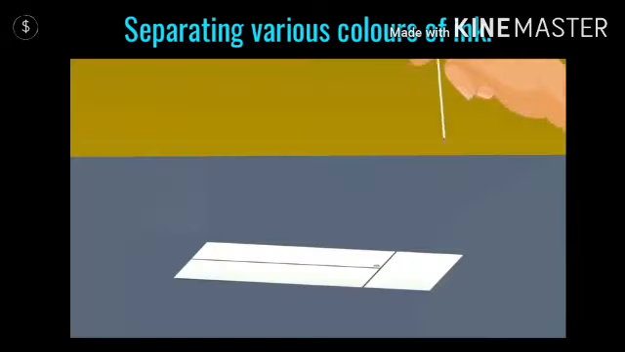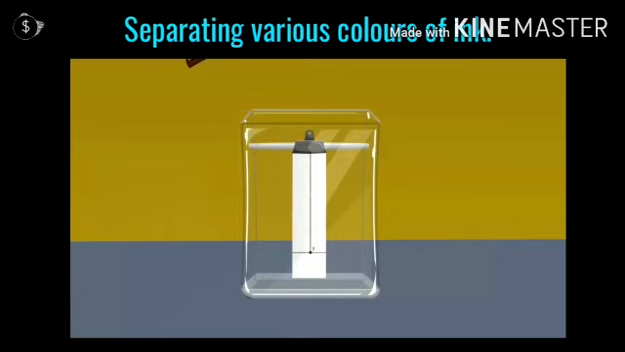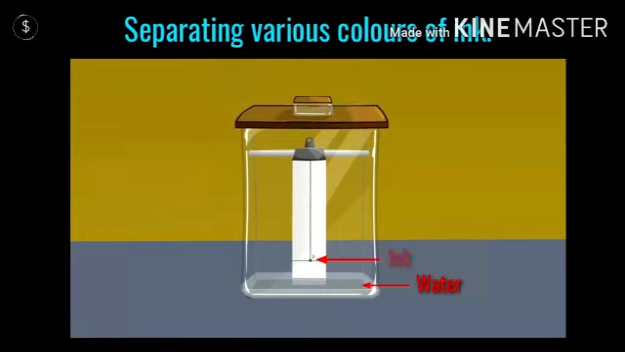Ink is a mixture of several colors. For separating the various components of ink, we use a method known as chromatography. This picture shows paper chromatography. And how will we separate? We take a blotting paper, put a mark on it, and immerse it in a water pot, and the level of the water should be below the mark.